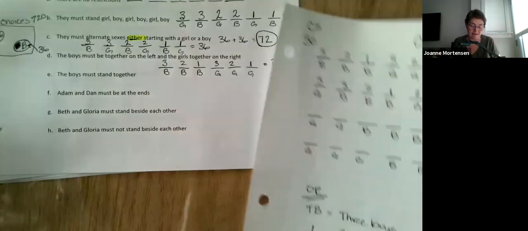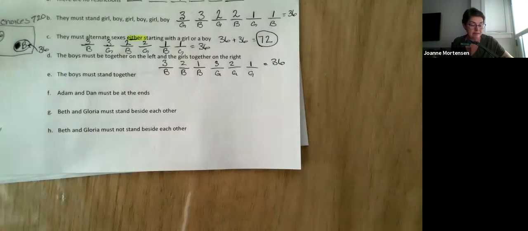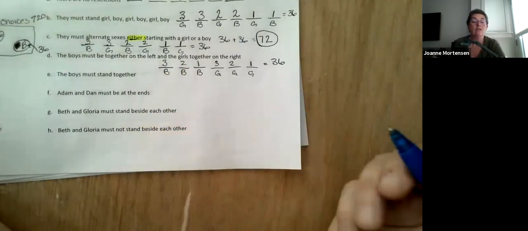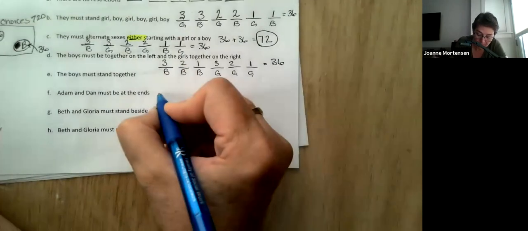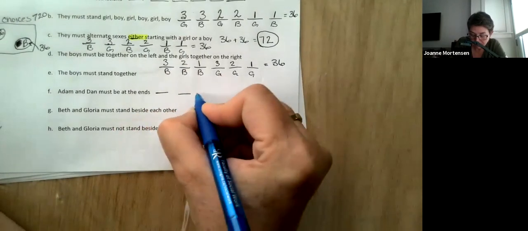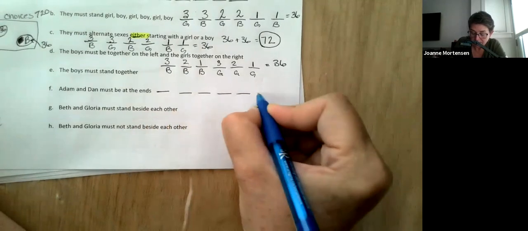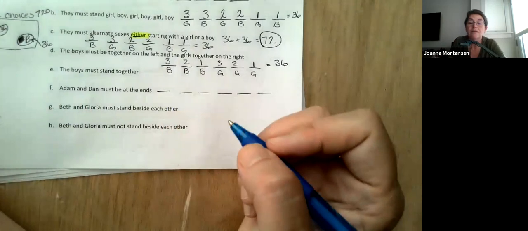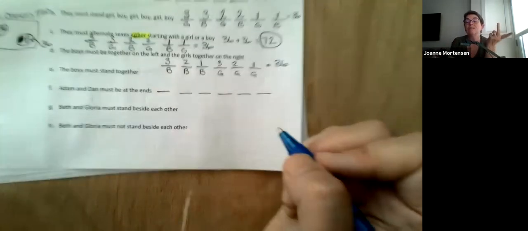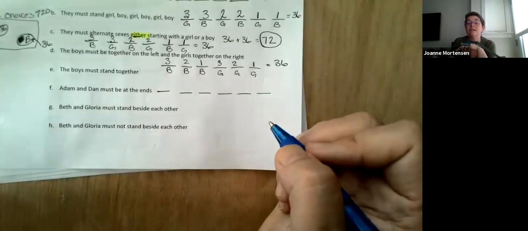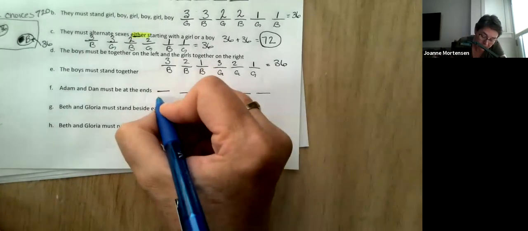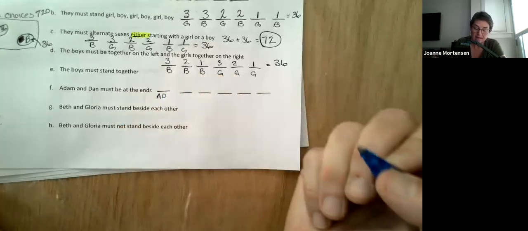Just saying, life is an experiment. All right. Let's go back to the questions. Oh, okay, so we'll get a Beth and Gloria question coming on right away. 1, 2, 3, 4, 5, 6. Okay, Adam and Dan must be at the ends. Now, it doesn't say Adam is at the start, Dan is at the end, or the other way around. It says they just have to be at the end. So when I go to do this, that could be Adam or Dan.